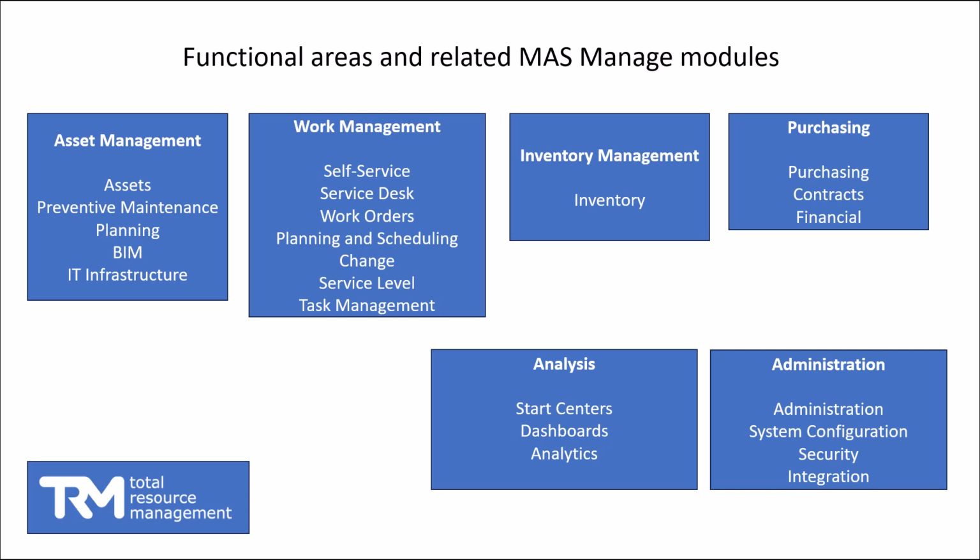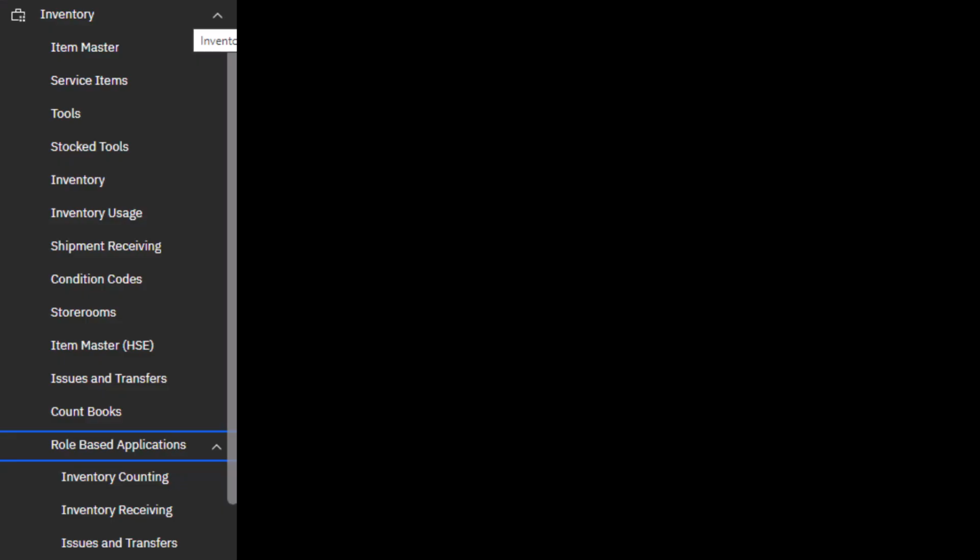So during the series, we're going to cover all of the blue squares, certainly starting with asset management and work management. And then we'll work our way into inventory and purchasing, and then we'll wrap it up with analysis module and the administration module. This particular part will be focused on the inventory management square. So let's get going on that.